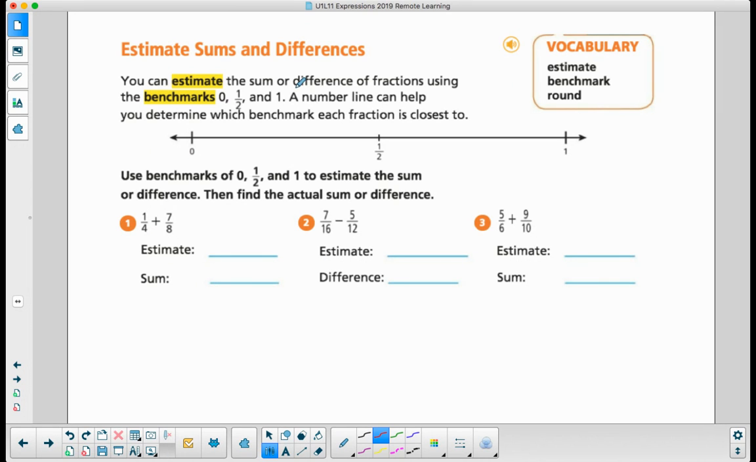So let's take a look at just a couple examples. Maybe I won't do all the sums and differences, just the estimating. A fourth. So a fourth is there. 1/4 is 1/4 from 0. It's 1/4 from a half. So it's right in between. I'd estimate it as about a half.